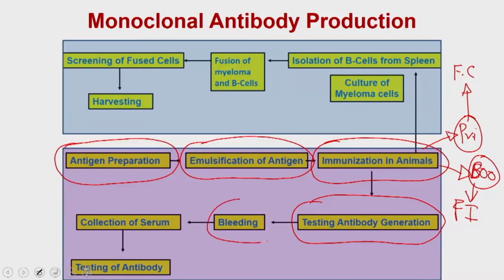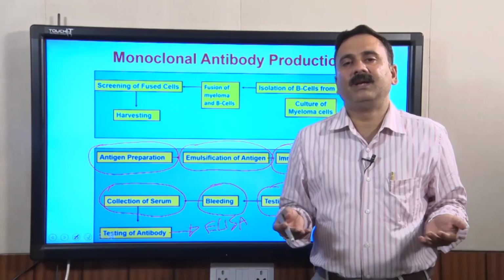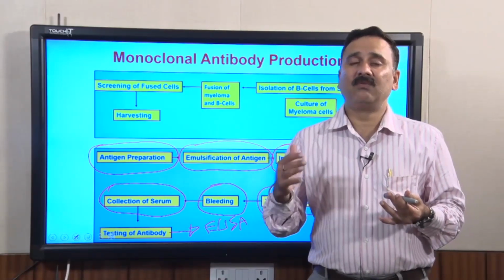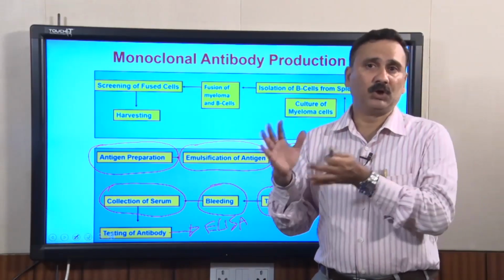So, what you are going to do is collect the blood from the animals, and then you will collect the serum and check the presence of antibodies simply by ELISA. Once you are sure that the antibodies are being produced, and the animal you are using is going to give you a very high amount of antibodies, then you can use these animals for generating monoclonal antibodies using hybridoma technologies.